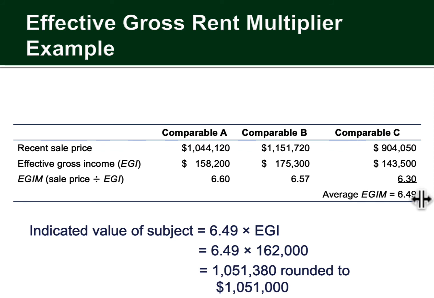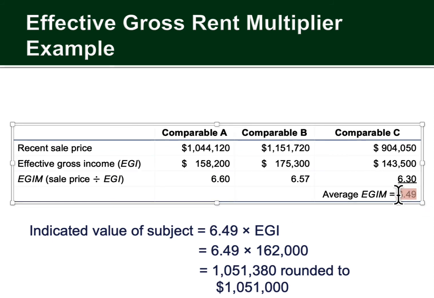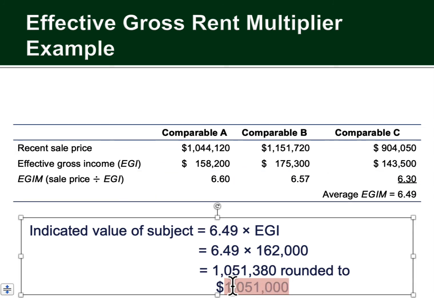Here, with our subject property's $162K of gross income, note that this isn't the NOI, that $89K we were looking at. This is effective gross income, so not accounting for expenses. We take that 162K and multiply it by our 6.49 multiplier. That gives us 1.051 million, which in this case is fairly close to the value estimate we obtained from a direct cap approach.